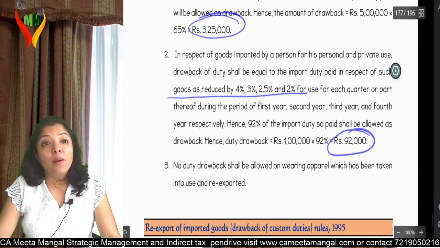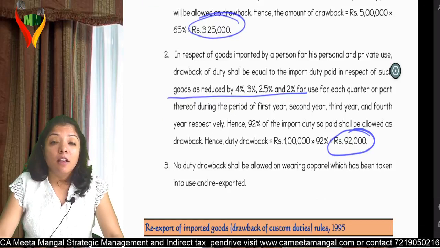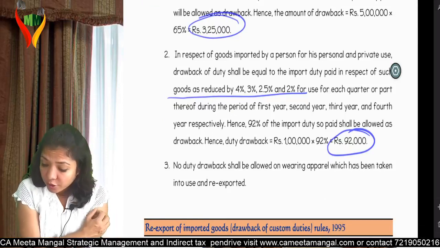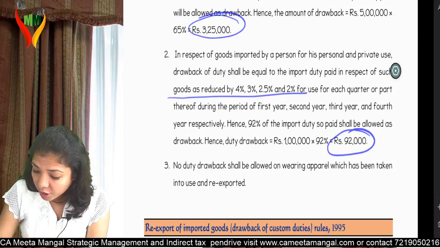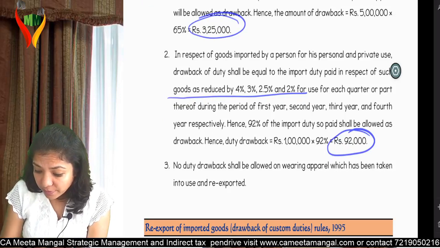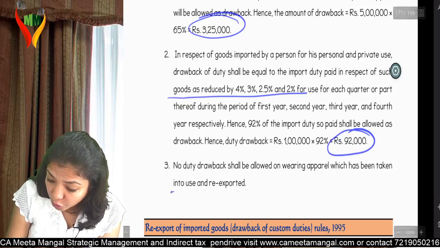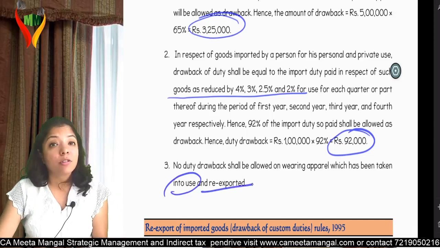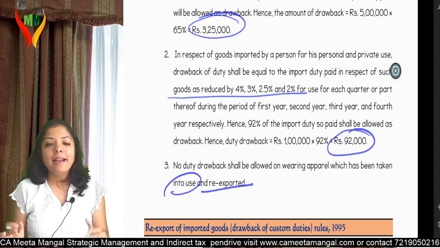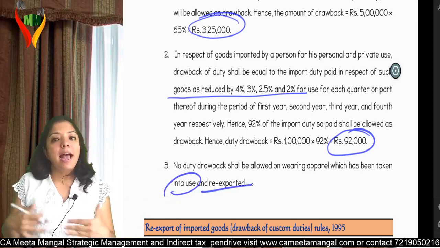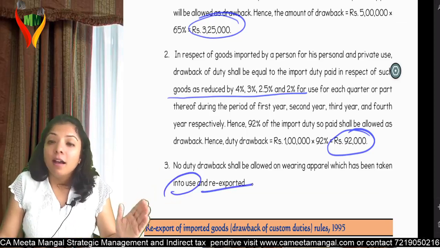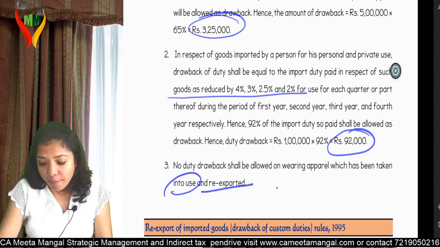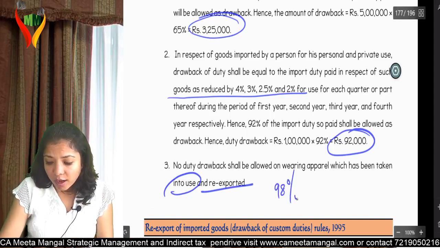Now it's up to you. When they have not given anything, you have to take assumptions. I would have taken both the assumptions. The provision says no duty drawback shall be allowed on wearing apparel which has been taken into use and then re-exported. In the question, use is not given. So assuming use and then exported, no drawback. Assuming not use and then exported, 98% duty drawback. You should write both the answers.